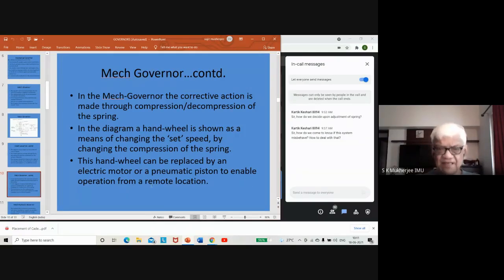This hand wheel can be replaced by an electric motor or a pneumatic piston to enable operation from a remote location. What the hand wheel does, an electric motor can be made to do also. Likewise, what does the hand wheel do? It simply compresses the spring and decompresses. You can use a pneumatic piston also to compress the spring or decompress the spring. So that will again change the RPM. How much compression and how much decompression is decided by the air inside that air piston, which is controlled from the control room. So that will decide the position of the movement of the fuel rack. Okay.